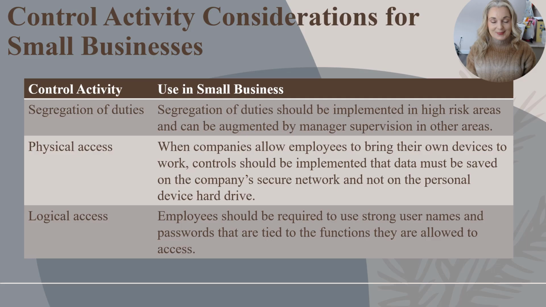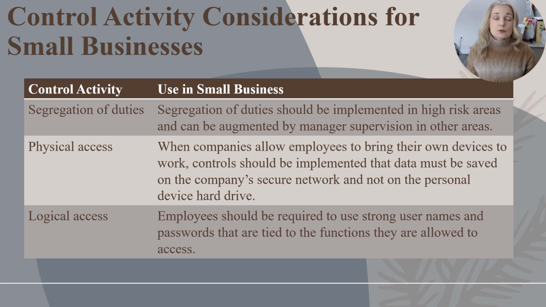As we talked about in previous classes, we as accountants are responsible to ensure that there is a secure controls environment that alleviates various risks. So some of the considerations for small businesses when thinking about IT include segregation of duties and ensuring that segregation of duties is implemented in high-risk areas. And if it can't be, then you can also look at augmenting it with supervisor approvals.